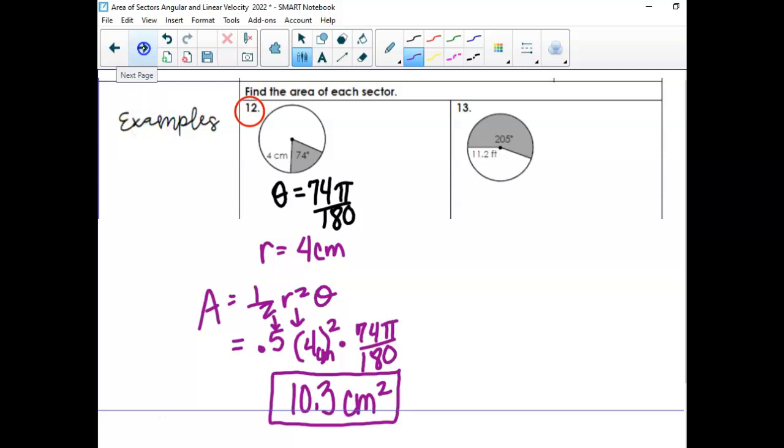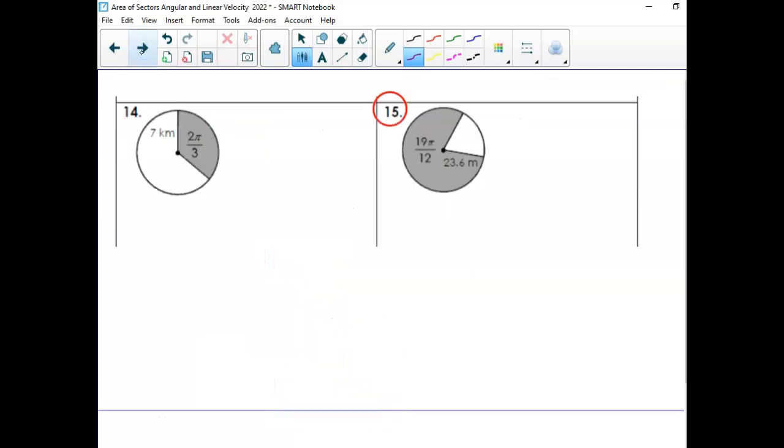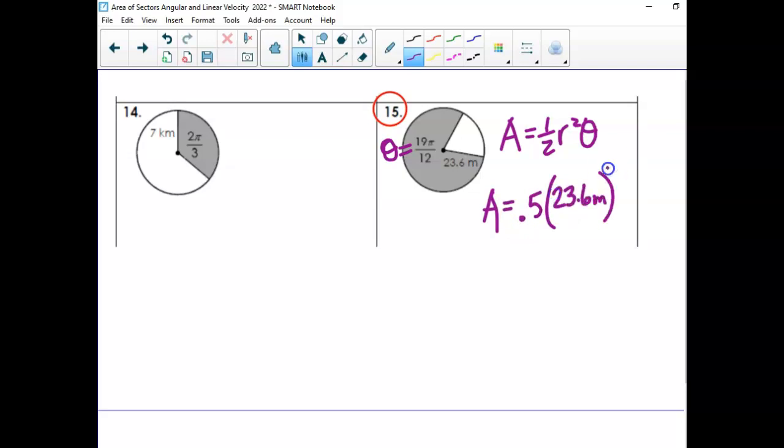All right, let's do one more. Let's do this number 15. This time it's a big chunk of the circle, but it doesn't matter. They give us the angle either way, but the angle is in radians already, right? That's a plus. So we have 1/2 r squared theta. So we're going to do A equals 0.5. R is 23.6. Maybe I'll put the little meters there this time to remind us. We're squaring it. And then it's times theta, which is 19 pi over 12.